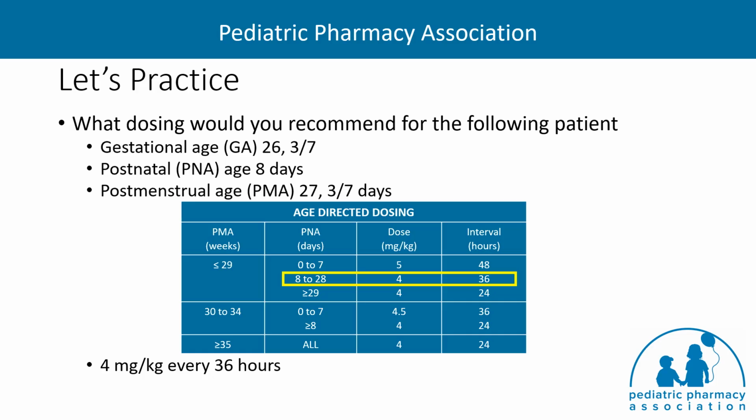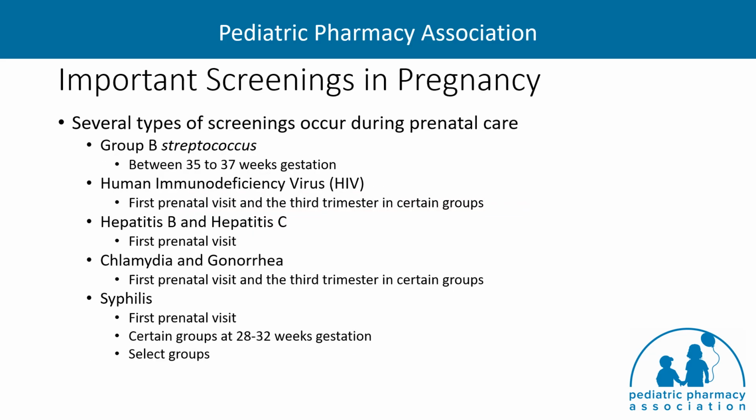Now that we have covered terminology and dosing, let's take a few moments to discuss important screenings that happen during pregnancy that may help us decide whether or not antibiotics should be used when treating a patient with sepsis. There are several important screenings that happen during pregnancy that could cause sepsis in neonates if not appropriately treated. Most commonly is Group B strep. This often occurs between 35 and 37 weeks gestation.